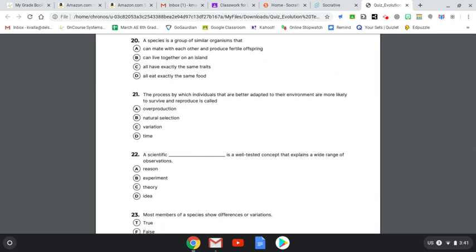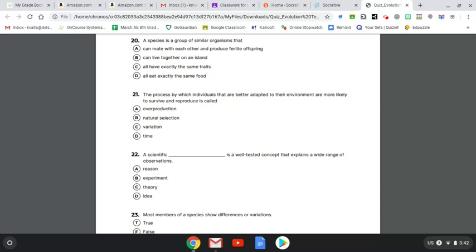Number 20. A species is a group of similar organisms that A, can mate with each other and produce fertile offspring, B, can live together on an island, C, all have exactly the same traits, or D, all eat exactly the same food.